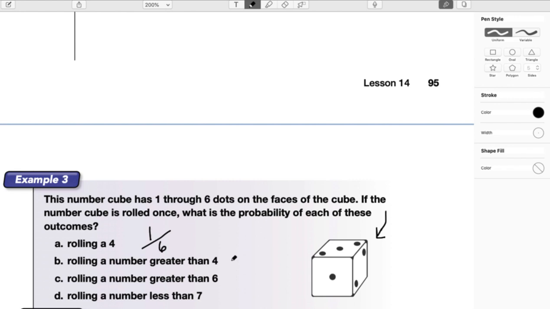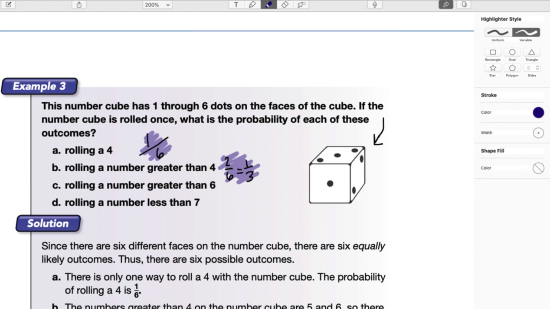Rolling a number greater than 4, well, there's a couple of numbers greater than 4. There's 5 and 6. There's still 6 different choices, but there's only 2 different choices that we have, 5 or 6. We can reduce this to a 1 out of 3.